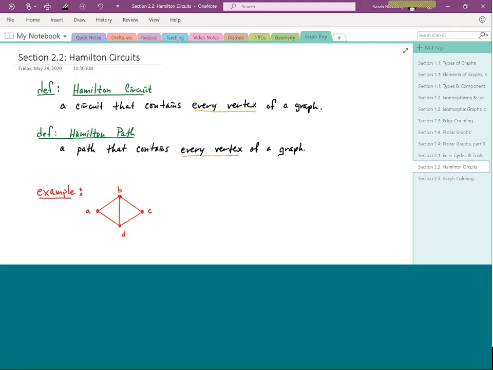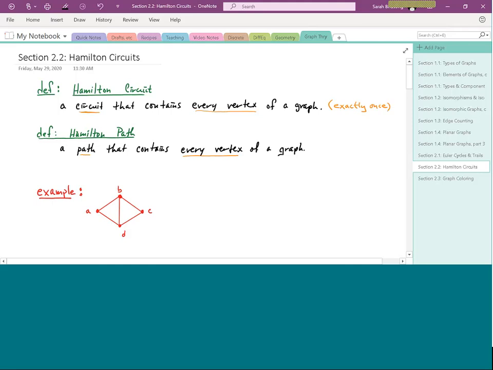So the extra thing that is not said here, although it is included in the definition of your circuits and paths, is we want to reach every vertex of the graph exactly once. So that's the key thing there.